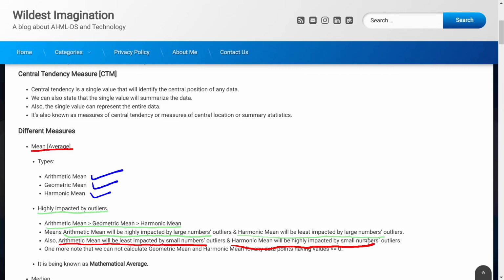On the other side, let's say I have data points in the range of crores, and let's say I have some value like 0.00005. In that case, my harmonic mean will be highly impacted by that small value. And this mean is known as the mathematical average.